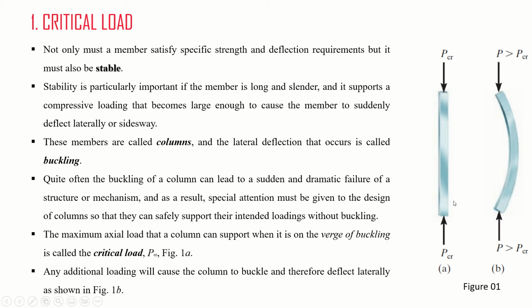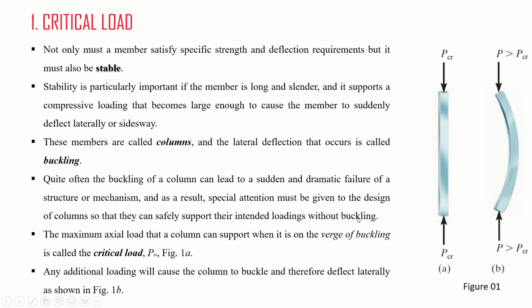Okay, so this is your column because it is long, it is slender, and it is subjected to some load, and the deformed shape, this deflection, is called buckling of the column, right? It happens because of this excess axial load. Quite often the buckling of a column can lead to a sudden and dramatic failure of a structure or mechanism, and as a result special attention must be given to the design of columns so that they can safely support their intended loadings without buckling.